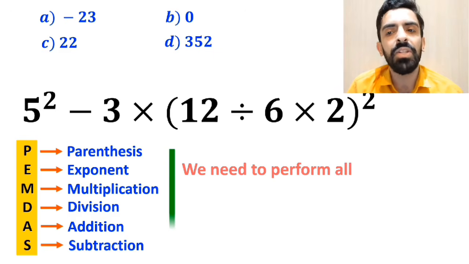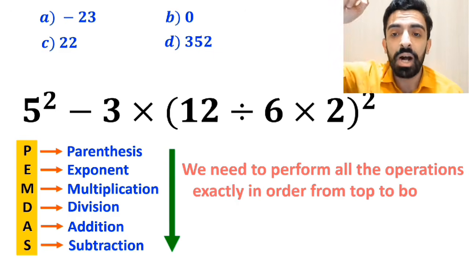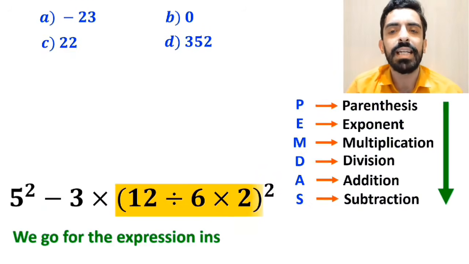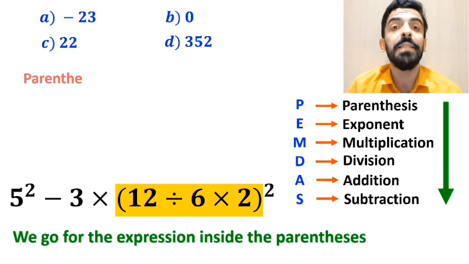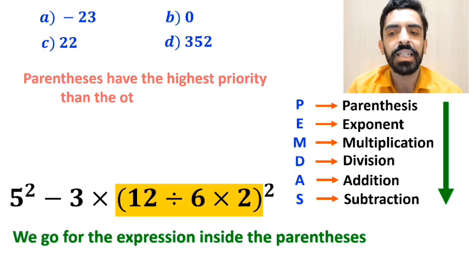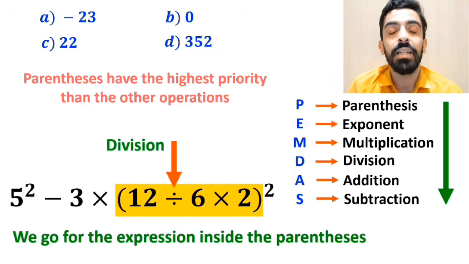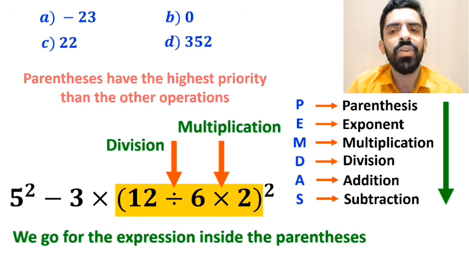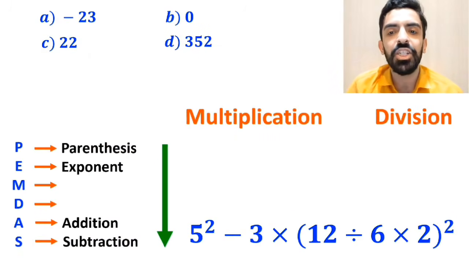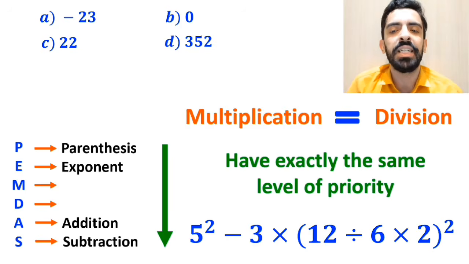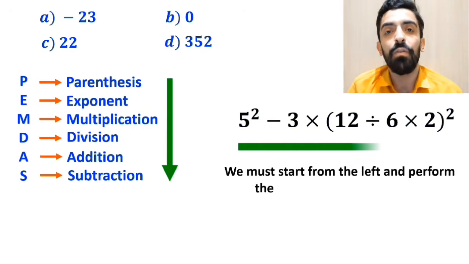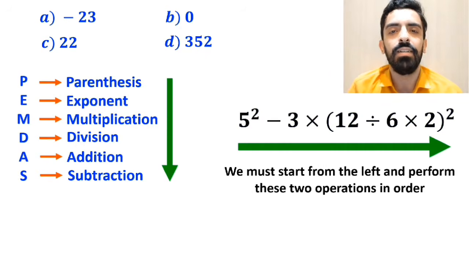We need to perform all the operations exactly in order from top to bottom according to the PEMDAS rule. So, first we go for the expression inside the parentheses because parentheses have the highest priority than the other operations. And inside the parentheses, first we have a division sign and then a multiplication sign. It's very important to note that multiplication and division have exactly the same level of priority. In this situation, we must start from the left and perform these two operations in order.